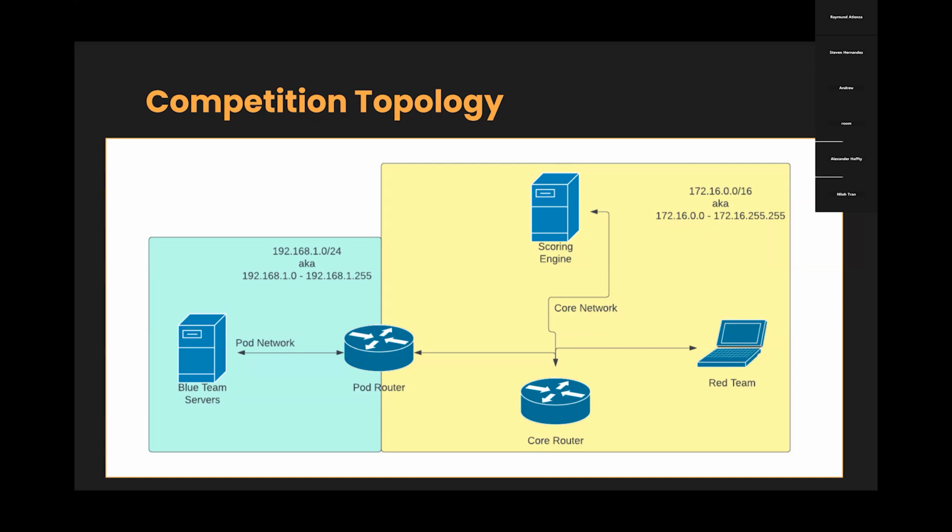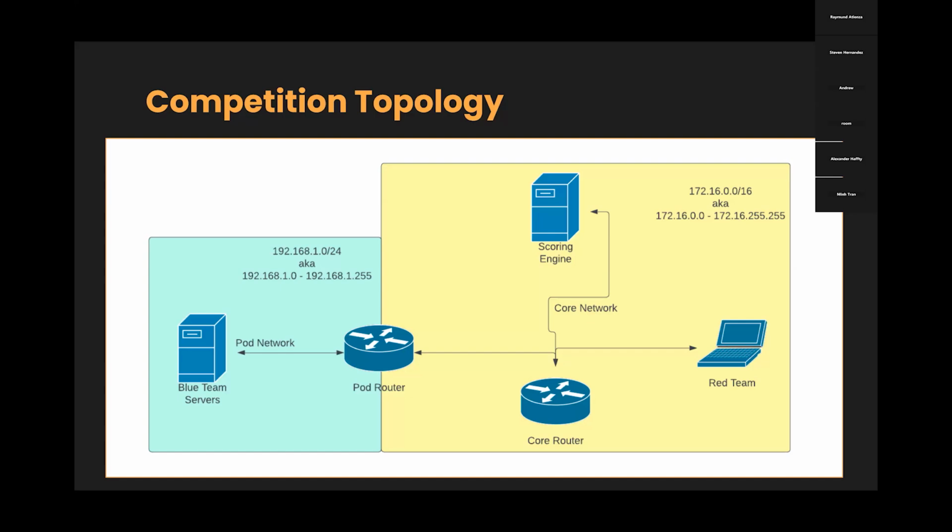So the core router on the very bottom is like the main router of the competition. That's how different teams get access to the internet. And that's connected to a pod router. The pod router is for, like, each team has their own router to handle incoming and outgoing traffic from the core network and your own pod network. In your pod network, you've got your blue team servers, which you are in charge of defending against red team.